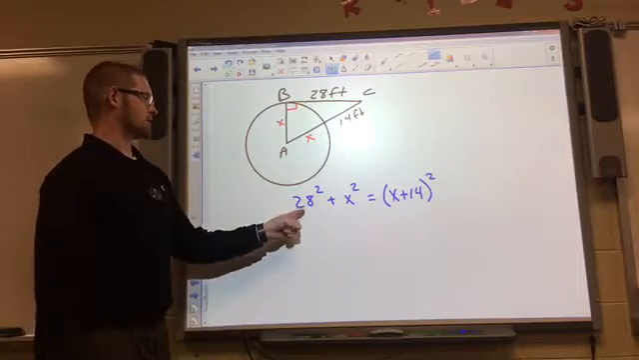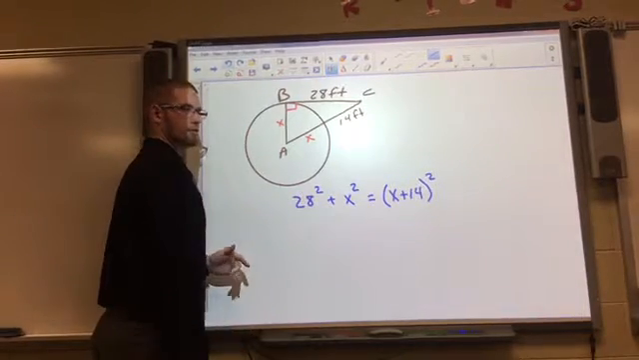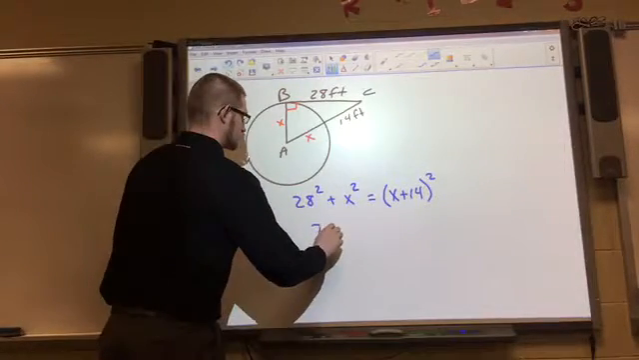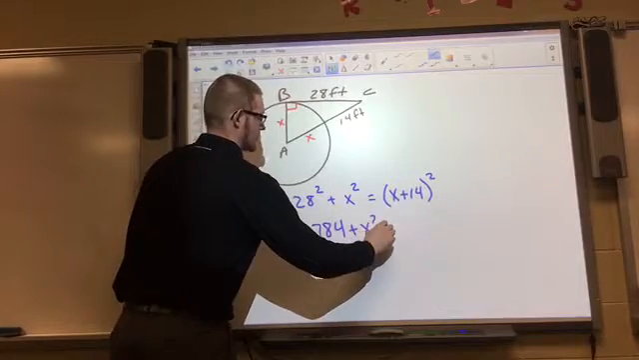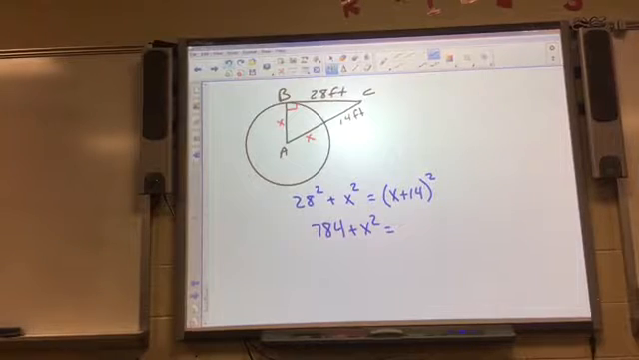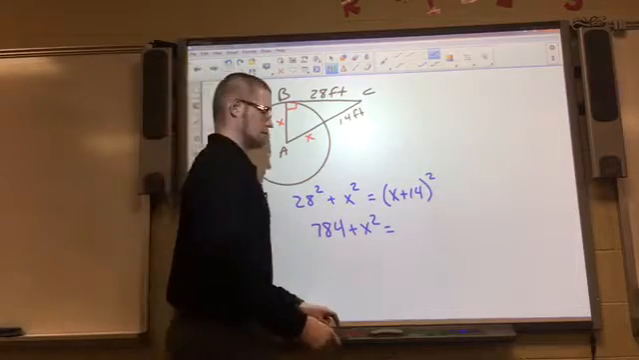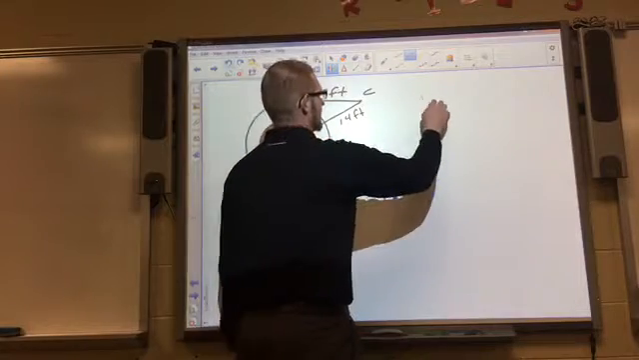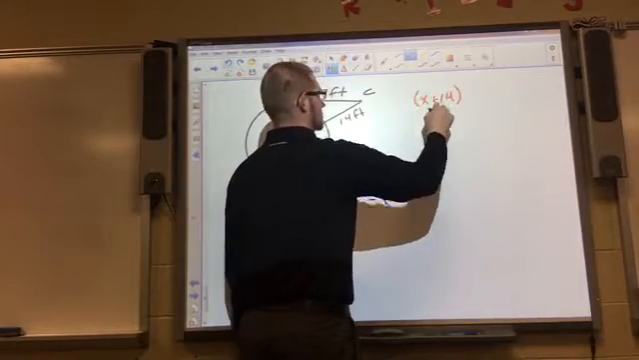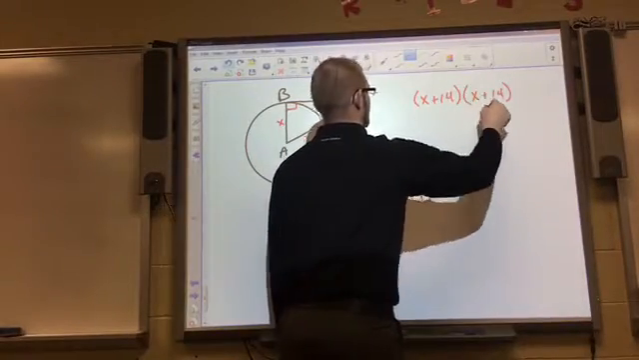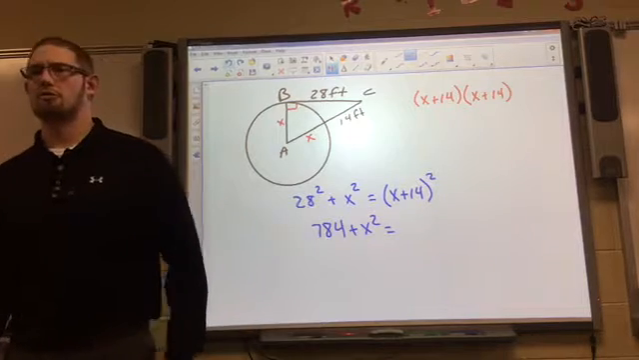And now this side we should be able to handle. What's 28 squared? Somebody with the calculator. 784? Plus x squared equals, this is where it gets tricky. Don't tell me that's x squared plus whatever 14 squared is. What does it mean to square something? Multiply it by itself. So that means I need to take x plus 14 and multiply it by x plus 14. How do I multiply those two things together?